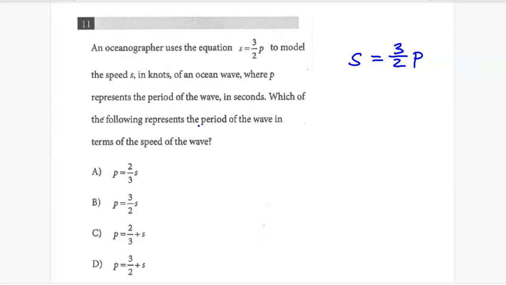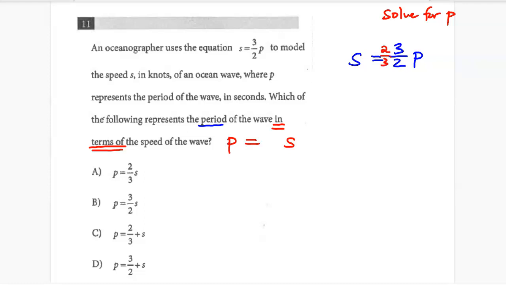So this is important. The period, this phrase you see on every single SAT test, "in terms of." That means we're solving for a different variable. We want to have P in terms of something to do with S over here. So basically, moral of the story is solve for P. Well, to get P by itself, I'm going to get rid of 3/2 by multiplying by the reciprocal. So I'm going to multiply this side by the flip, by 2/3.